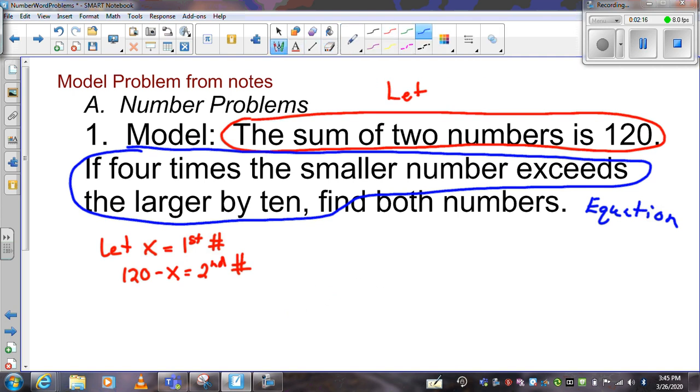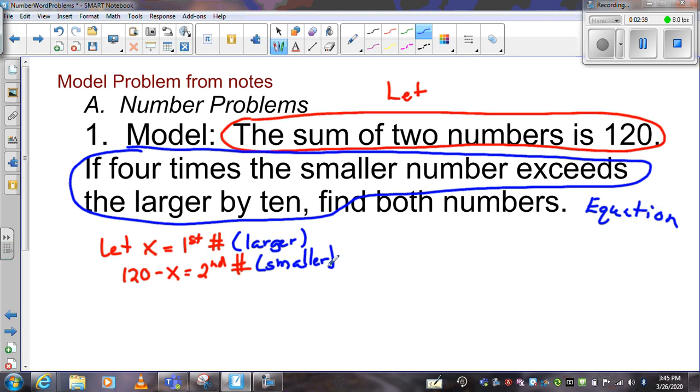That was hard for a lot of you when we did it, so a system might be a better option for you. In any case, our next sentence says if 4 times the smaller exceeds the larger by 10, find both numbers. What we would do is we'd have to refer to these as larger or smaller. I don't care, it makes no difference to me. I could call this one larger, I can call this one smaller. It doesn't matter.